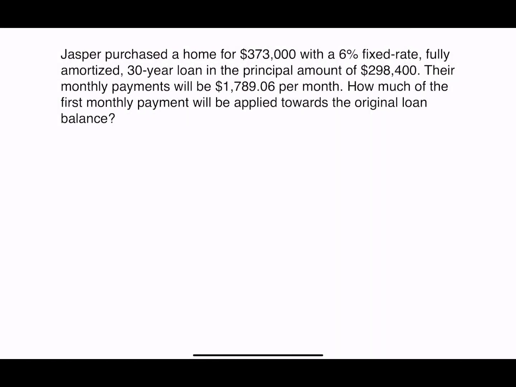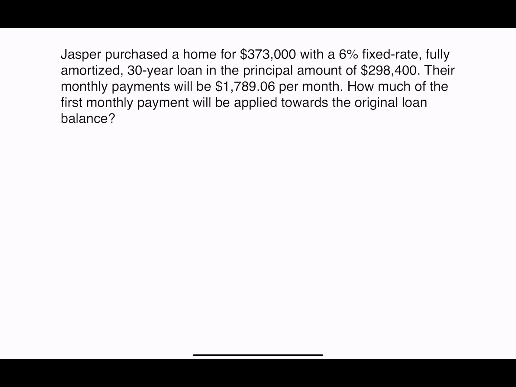Jasper purchased a home for $373,000 with a 6% fixed rate, fully amortized 30-year loan in the principal amount of $298,400. Their monthly payment will be $1,789.06 per month. How much of the first monthly payment will be applied towards the original loan balance? All right, guys, we can do this.